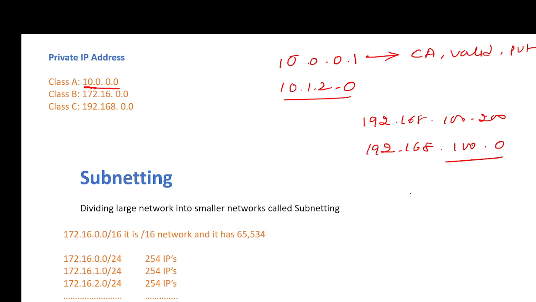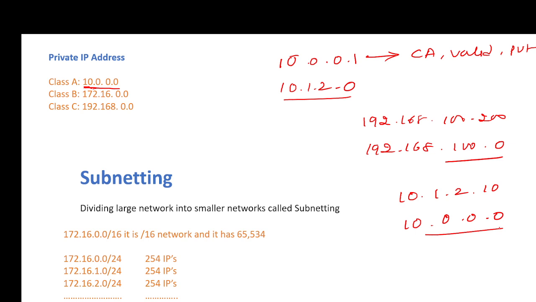If it is class A, like 10.1.2.10, what you have to do? You have to put 10 like this and then 0, 0, 0. This is your network ID for this IP address. Because you have to see which class it belongs to, and in the network places you write the same number, and in the host places you put 0.